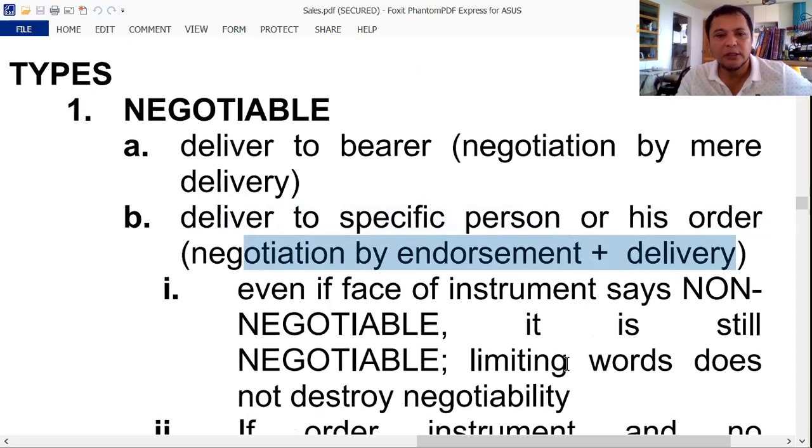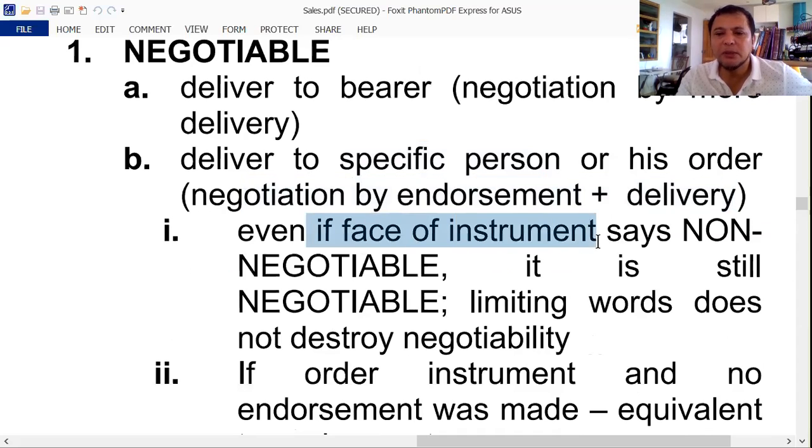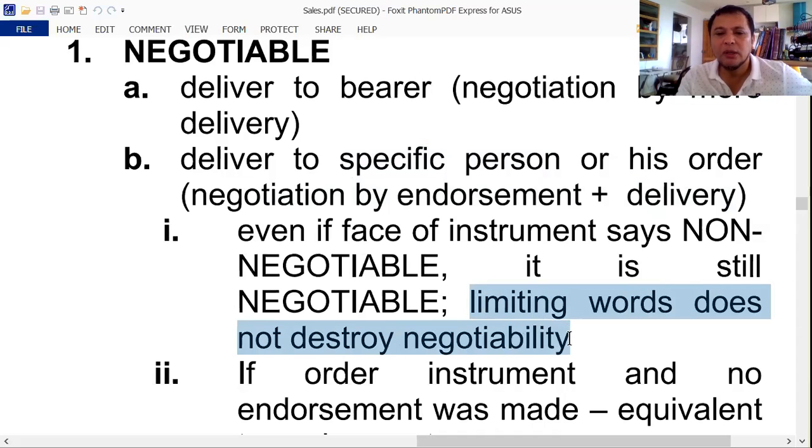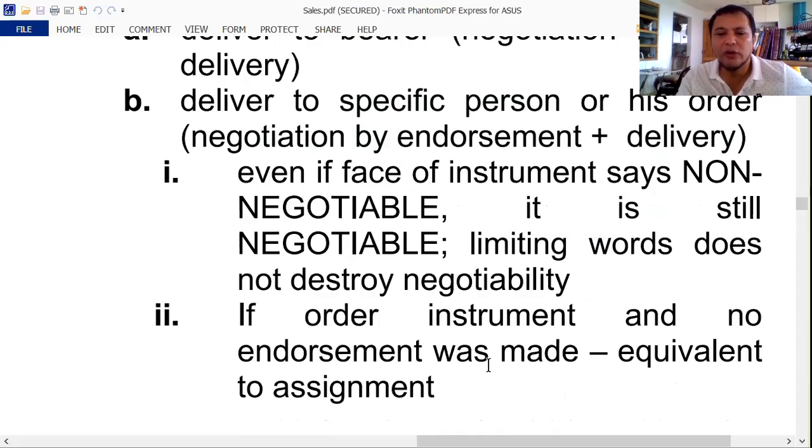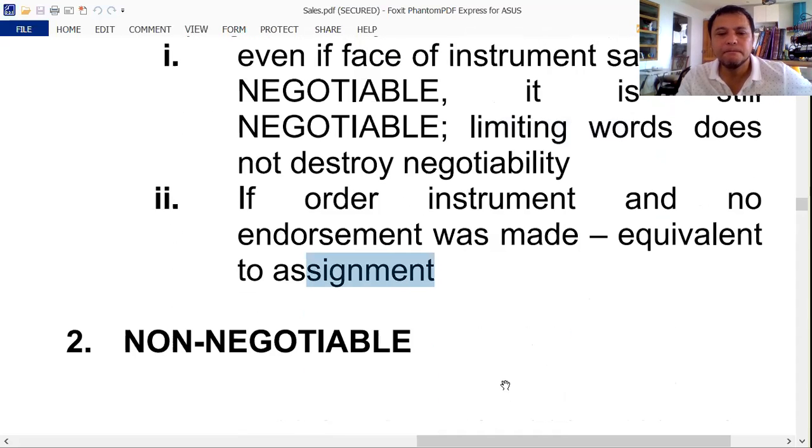Already explained: even if the face of the instrument says non-negotiable, we are talking about a negotiable document of title, it is still negotiable. The limiting words do not destroy its negotiability. So even if it says non-negotiable, it is still negotiable. If it is an order instrument and no endorsement was made, that is equivalent to assignment or transfer. So there is another kind of document of title which is non-negotiable.